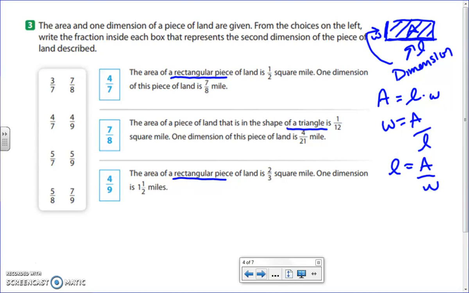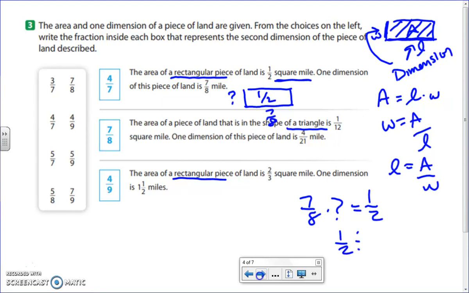This one says that the area of a piece of land is 1/2 of a square mile. So there's a rectangle, and all the space inside is 1/2. Square mile indicates that that's the amount of space inside. One dimension is 7/8 of a mile. We need to find the other dimension. So I know that 7/8 times something must equal 1/2. So I take 1/2 divided by 7/8. I should know what it is that multiplies by 7/8 to get to 1/2.